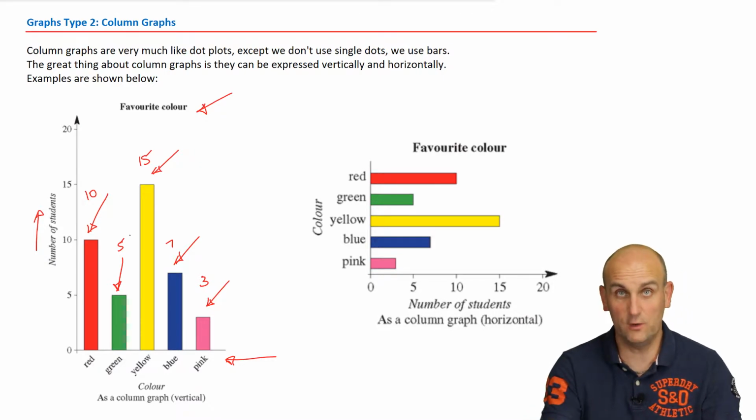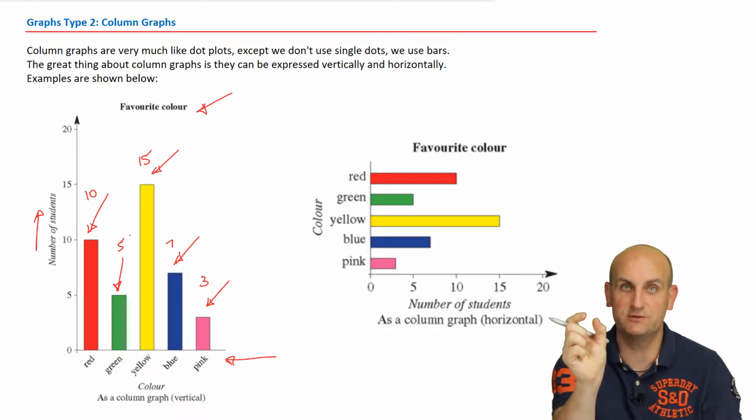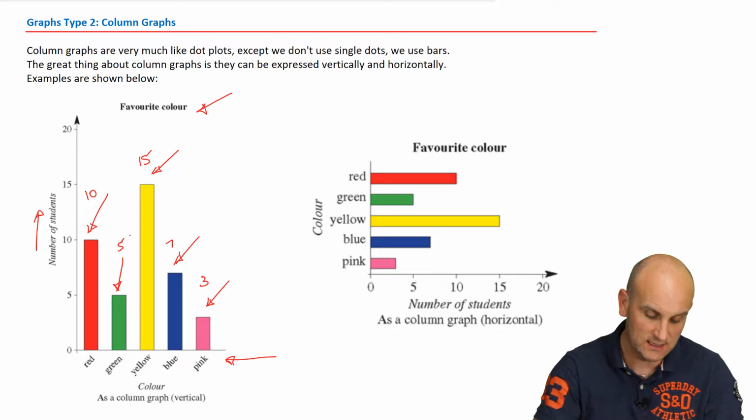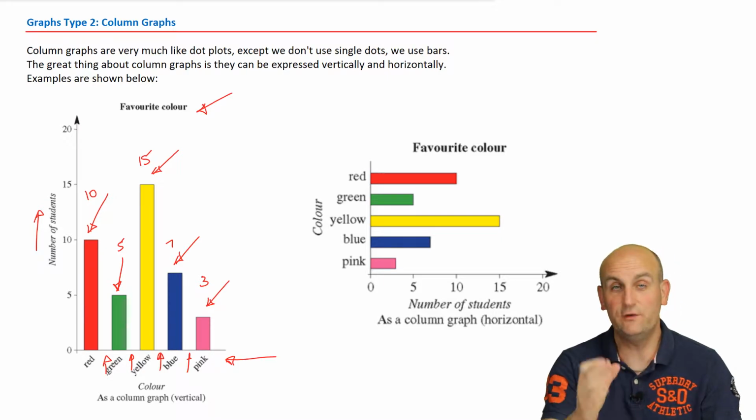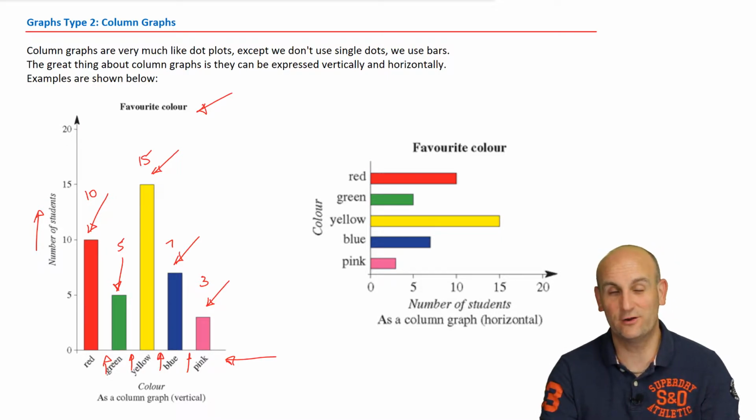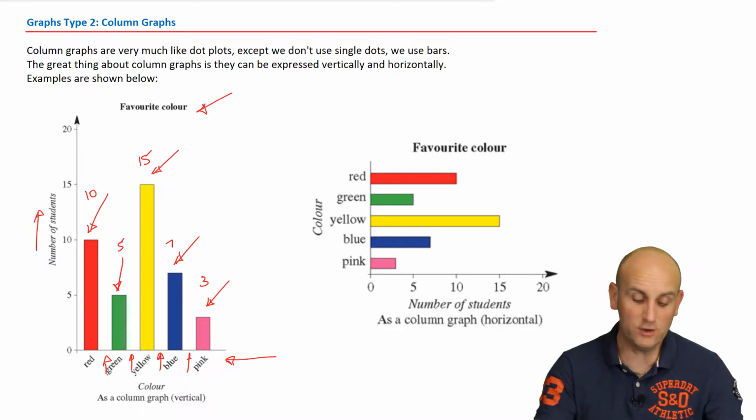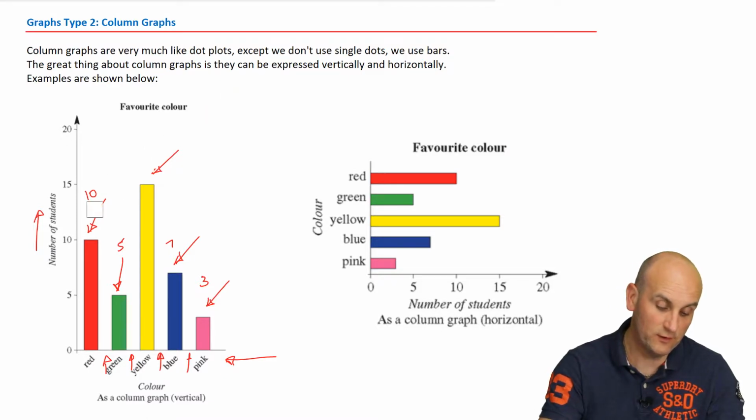The important thing to know with column graphs is there are gaps between each of the columns. Do you notice? There are gaps here, there's a gap here, there's a gap here, and there's a gap here. Sadly, if you don't draw those gaps, you actually get the graph wrong. And there are lots of marks that are actually given for column graphs, believe it or not, and dot graphs.